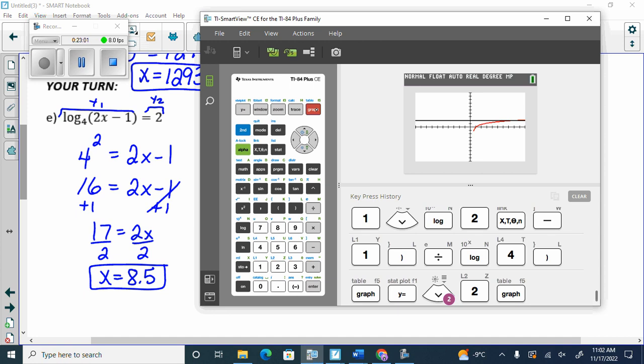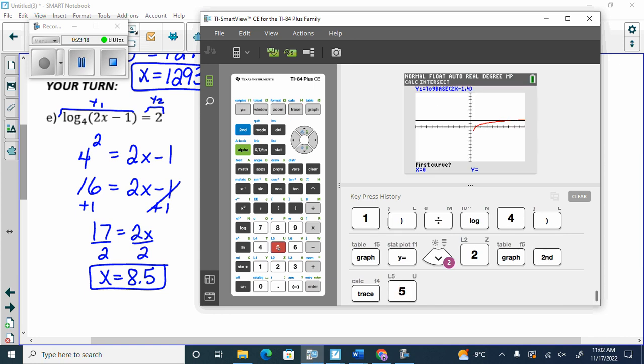Okay. Press graph. I know that my x max needs to be at least 8.5 in order to find 8.5. Since you already have answers, you know your x needs to be at least greater than the answer, correct? So if your answer is 1024 and you max out at 10, your calculator is not finding it. Okay? So we go second, trace, 5, enter, enter, enter.